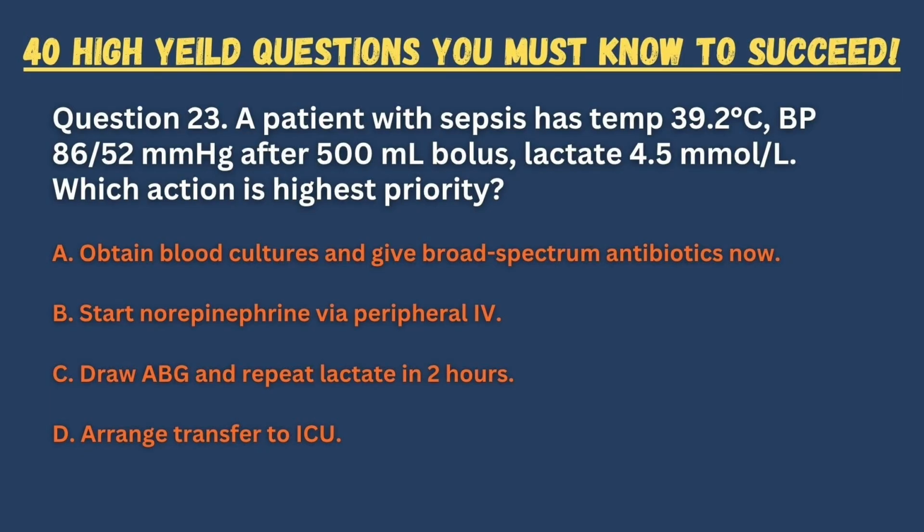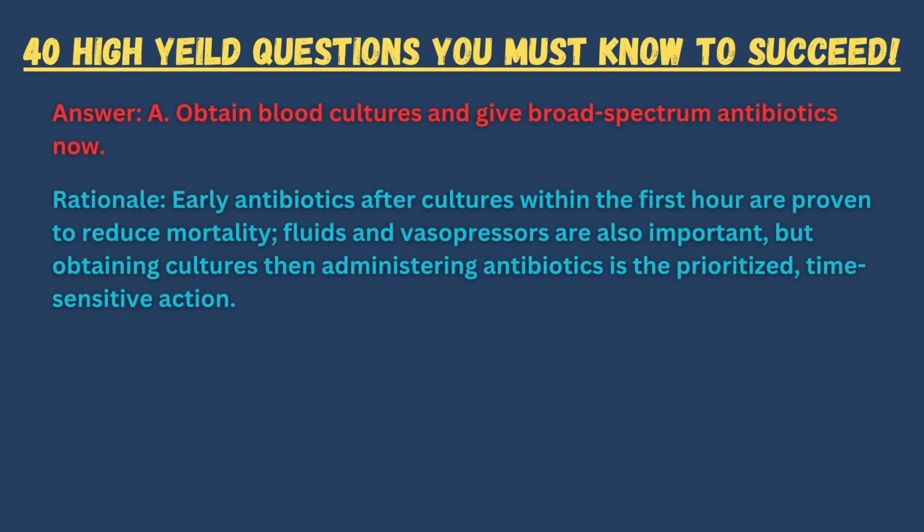A. Obtain blood cultures and give broad-spectrum antibiotics now. B. Start norepinephrine via peripheral IV. C. Draw ABG and repeat lactate in 2 hours. D. Arrange transfer to ICU. Answer. A. Obtain blood cultures and give broad-spectrum antibiotics now. Rationale. Early antibiotics after cultures within the first hour are proven to reduce mortality. Fluids and vasopressors are also important, but obtaining cultures then administering antibiotics is the prioritized, time-sensitive action.